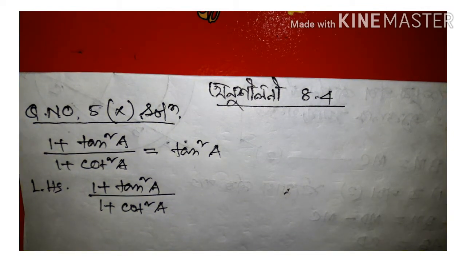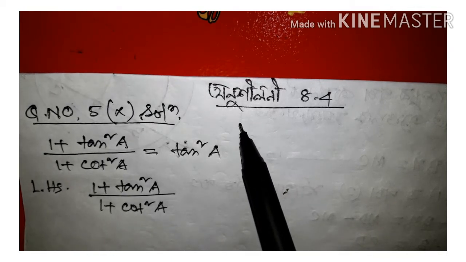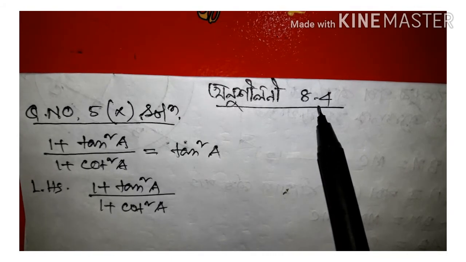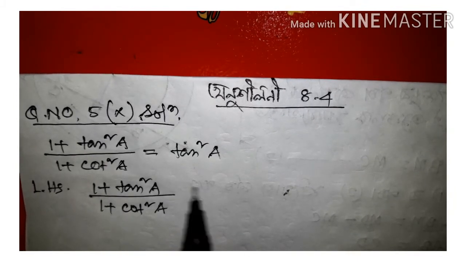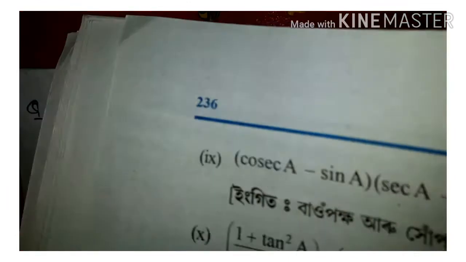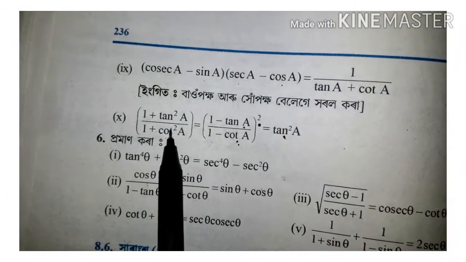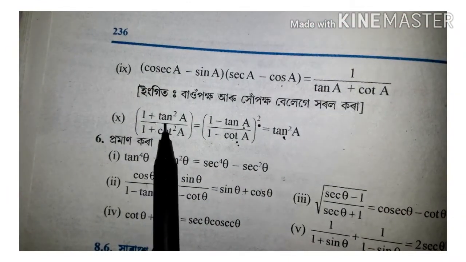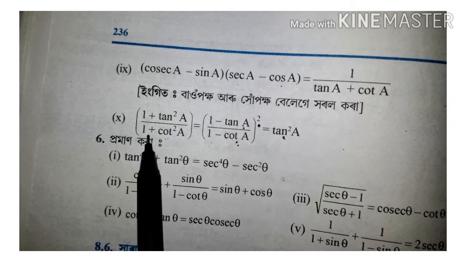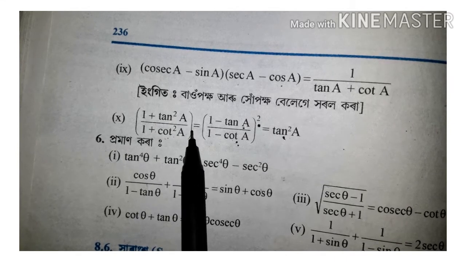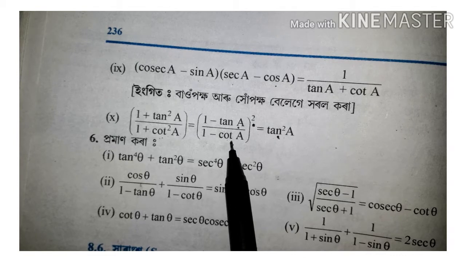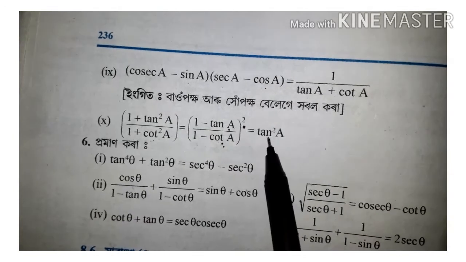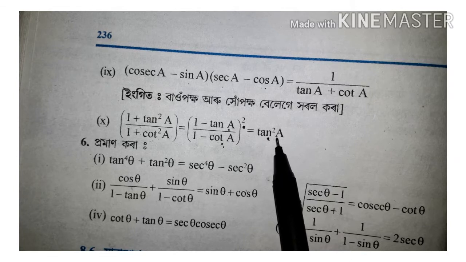Dear students, class 10 mathematics, exercise 8.4, question number 5 (10). We have to prove that (1 + tan²A)/(1 + cot²A) = ((1 − tan A)/(1 − cot A))² = tan²A.